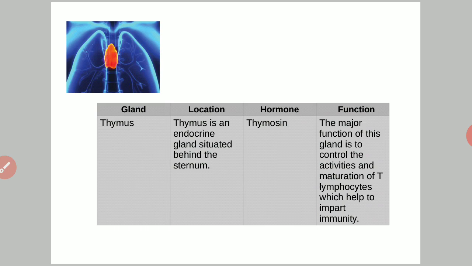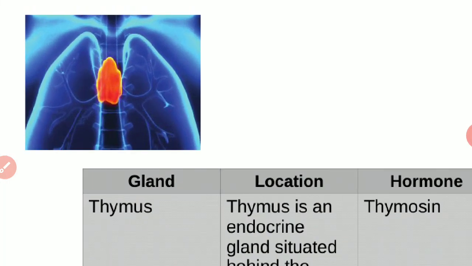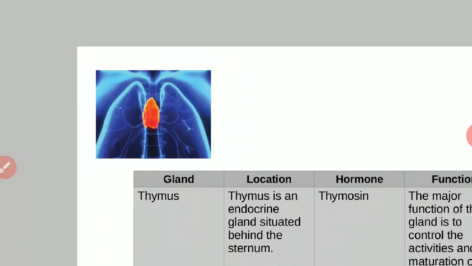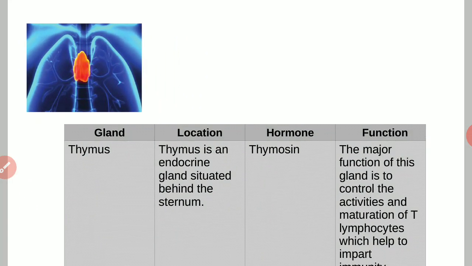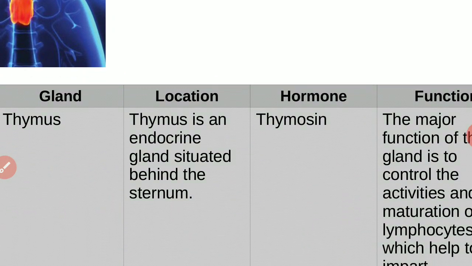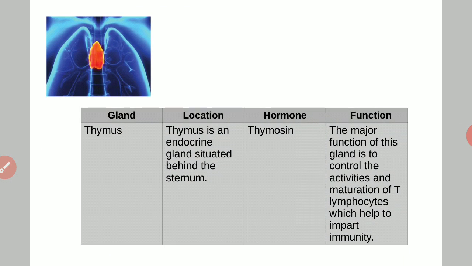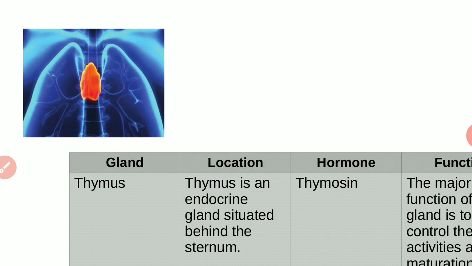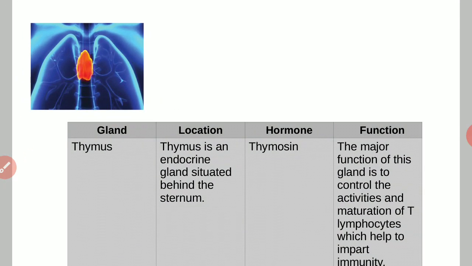We will continue with the next gland. Next gland is the thymus gland. Here see the location. I told you when we learn about any gland, the main points which we have to learn are location, hormone and function. Then see the thymus gland. Location is situated behind the sternum. This is the location behind the sternum. You learned about the sternum. This is in the chest only.